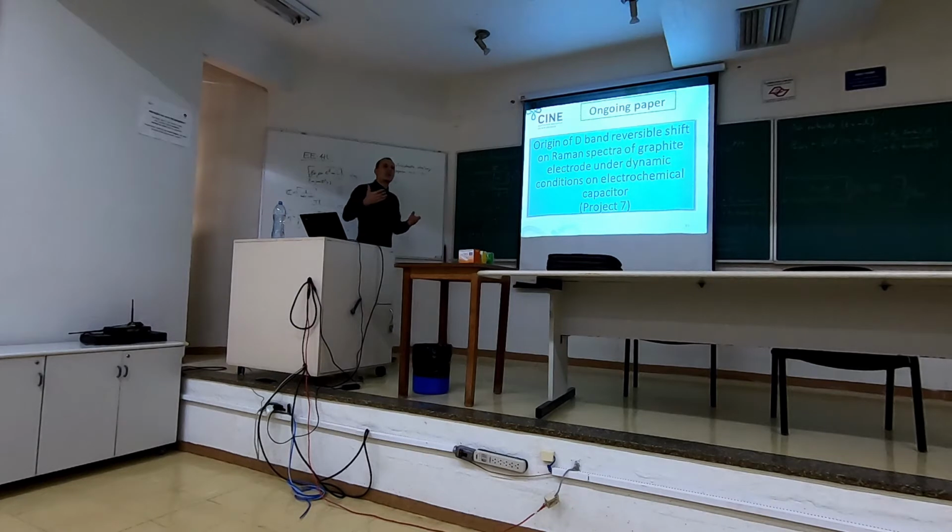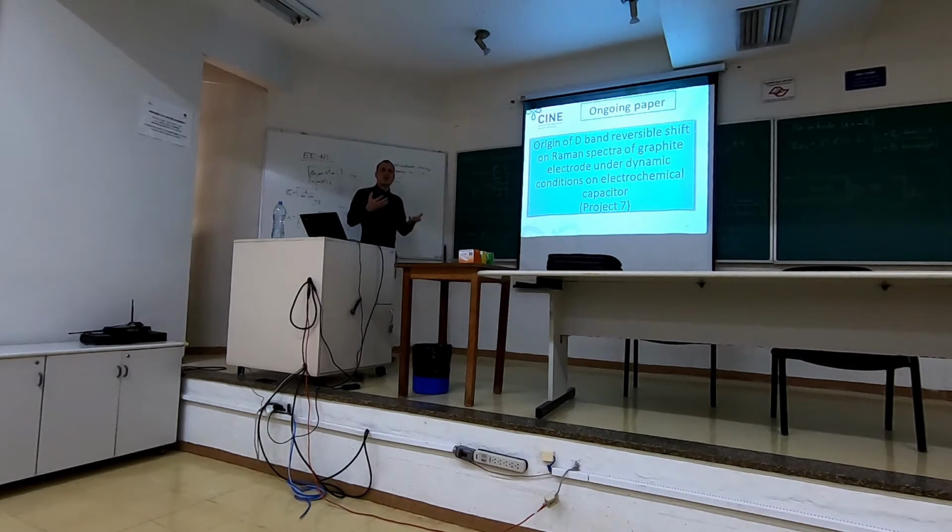Since then, I have been studying the fundamentals of Raman spectroscopy. I have been trying to understand why the D-band shifts under dynamic conditions. In this way, we have been doing some tests under dynamic conditions using graphite. And we have been using graphite for a simple reason: graphite has only carbon bands, and it's easier to study.